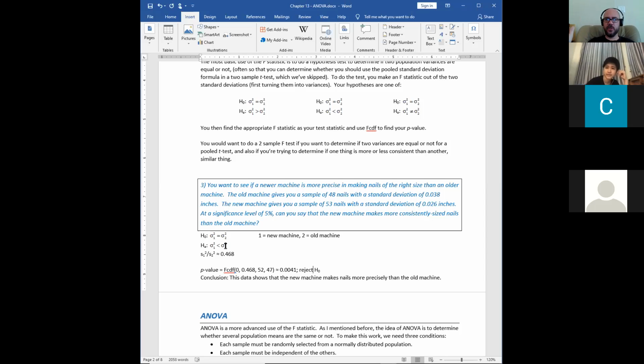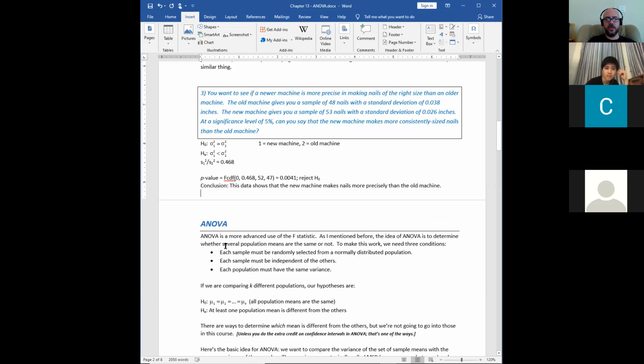Whereas if I'd done it the other way, I'd want to go to the right. Does that make sense, Hazel? Because you can do it either way, you just have to be careful with it. Yes. All right, so that's 2-sample F, that's all it does.